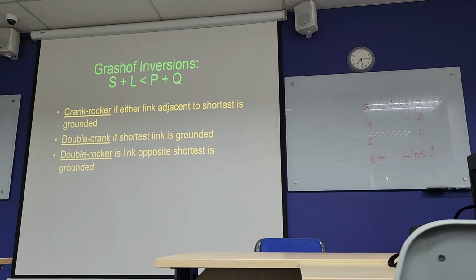Because we are talking about the four links, right? The shortest link, the longest link, and P and Q, in between the two. If the shortest link is grounded, the mechanism is called the double crank. If the link opposite to the shortest is grounded, then we call it a double rocker. If the link adjacent to the shortest is grounded, then it is simply a crank and rocker mechanism. This is basically depending on the movement developed, based on which link, referring to the shortest link, is grounded.